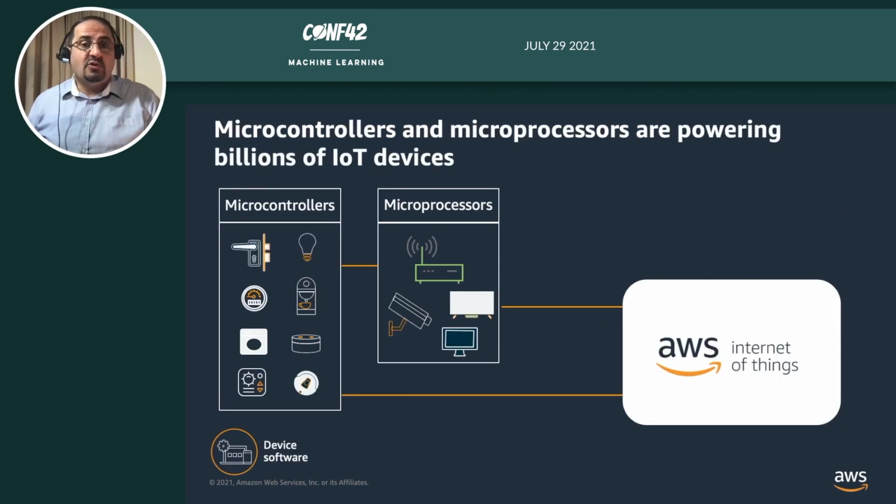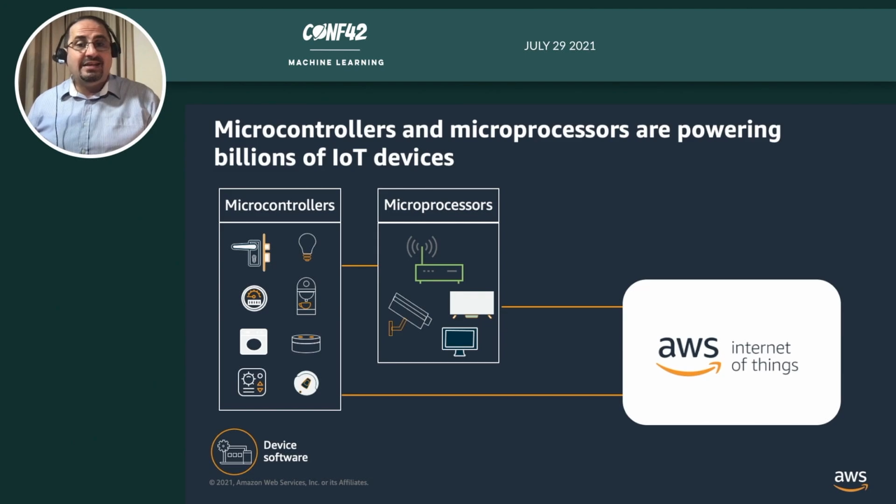The different types of IoT devices available are powered by embedded processors. We call them microprocessors in the case of sensors, which is in the middle of the slide, or microcontrollers in the case of actuators, which appear at the left-hand side of this slide. Both of these devices have the necessary device software that enables them to integrate with AWS IoT.